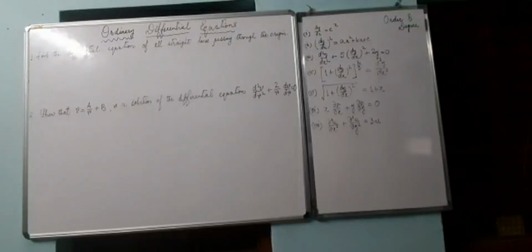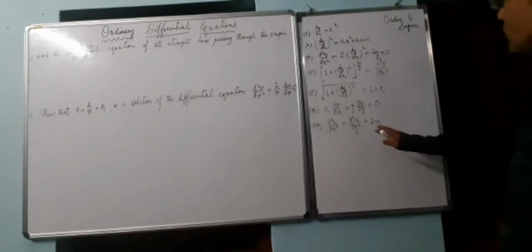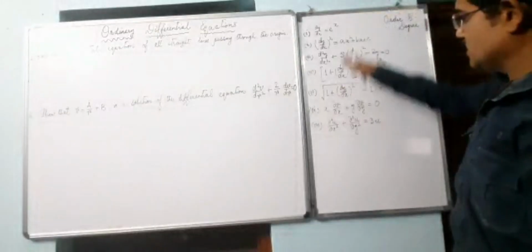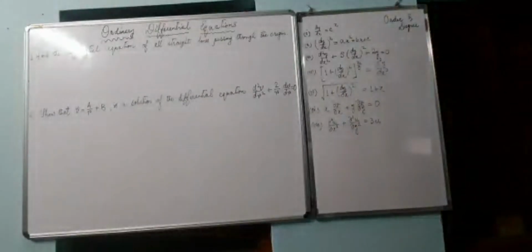Our next chapter is ordinary differential equations. A differential equation is an equation involving at least one differential coefficient, without the variables from which these differential coefficients are derived. Here we are on the whiteboard. There are 7 differential equations we have to see.